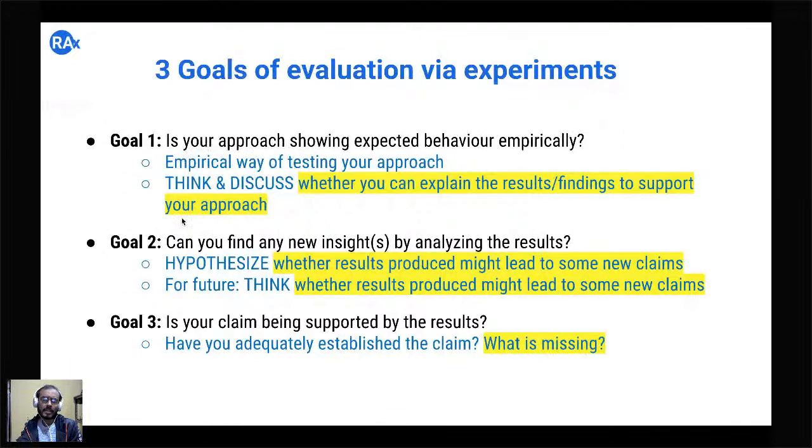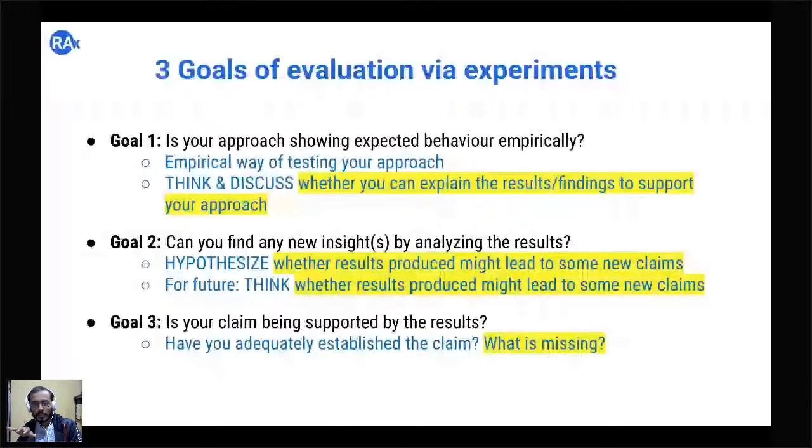The second goal is: can you find any new insights by analyzing the results? So let's say you did the experiment, you got the result, and now you're looking into the result and you're like, wait a minute, let me see if I get something new out of it. This happens a lot: when we actually start the experiment, we find that new patterns are coming out, which we did not expect.